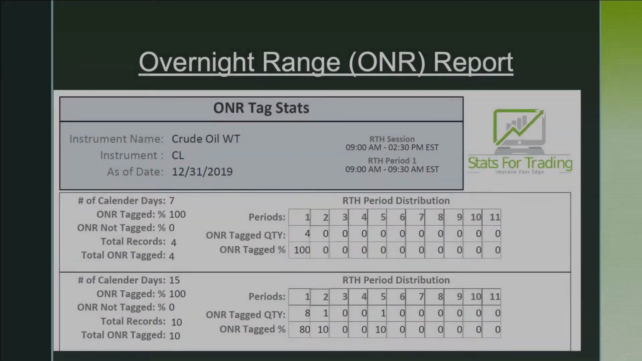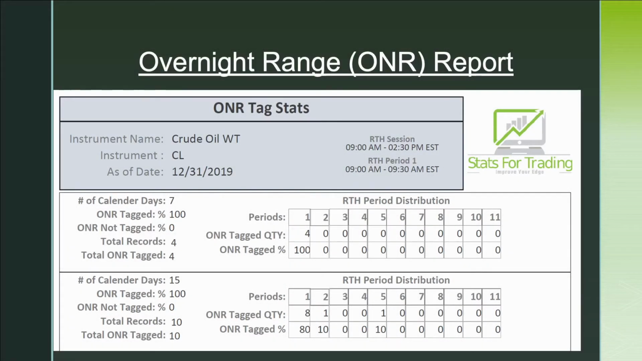Here's a small portion of our overnight range report. Now, if you look in the header, you see our session times, our regular trading hours for crude oil. This is Eastern time again, 9 a.m. to 2:30 p.m. And we refer to RTH period 1 as 9 to 9:30 a.m. So you see here below, you see our report for the last 7 days and the last 15 days. The next page will show a full screen. We picked an old report here to take a look at.